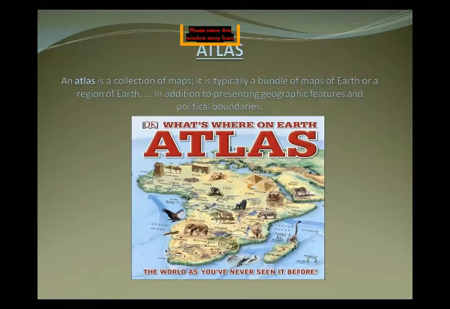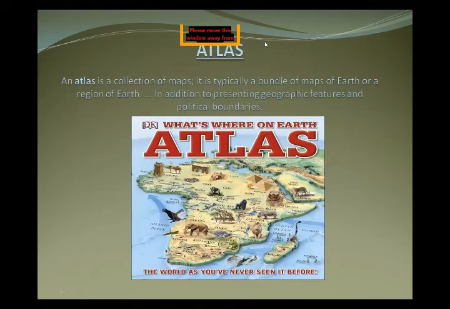An atlas is a collection of maps. It is typically a bundle of maps of Earth or a region of Earth. Atlases have traditionally been bound into book form, but today many atlases are in multimedia format. In addition to presenting geographic features and political boundaries, many atlases often feature geopolitical, social, religious, and economic statistics. They also have information about the places on the map.